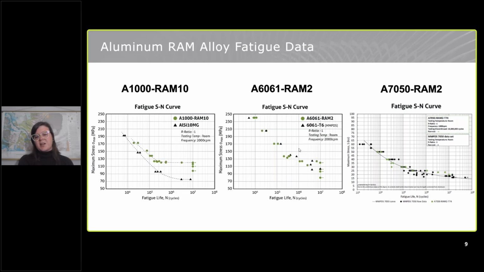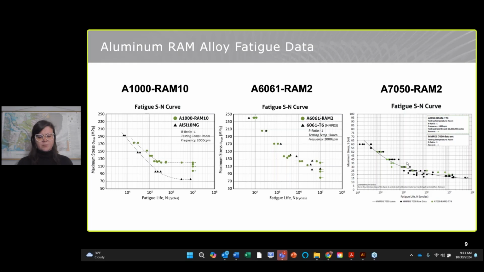And what you'll notice in this slide, particularly for 6061 and 7050, is that we get fairly comparable fatigue performance compared to the conventional MMPDS volume 1 data. And so you can see that the green dots would be our material on these curves, and the black dots would be those MMPDS materials. We also have some materials that are a bit unique to our design process, such as our A1000 RAM10, that compare well to other additive materials, and in fact may actually perform better.